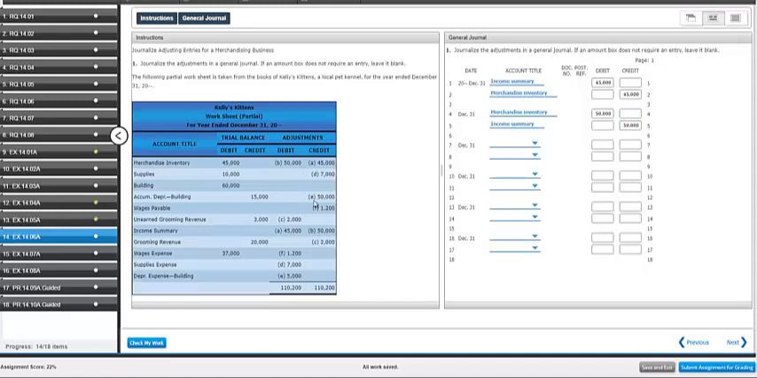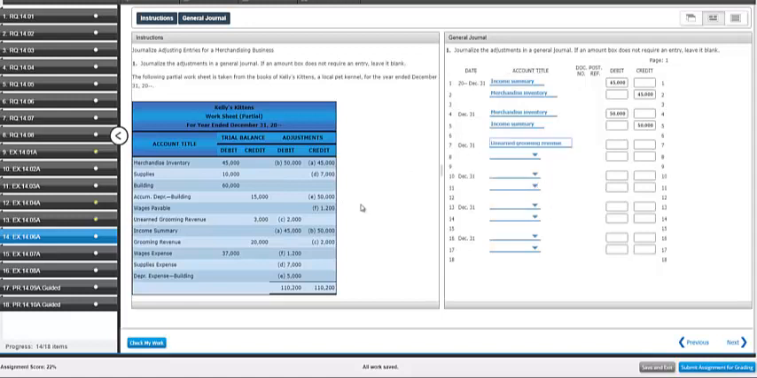The next entry is C. We are working with unearned revenue. So our debit is to unearned grooming revenue for $2,000, and then grooming revenue is credited for $2,000. Remember, our unearned revenue adjustment moves some of the unearned revenue liability into the revenue account. So apparently we earned $2,000 of our unearned revenue this year.